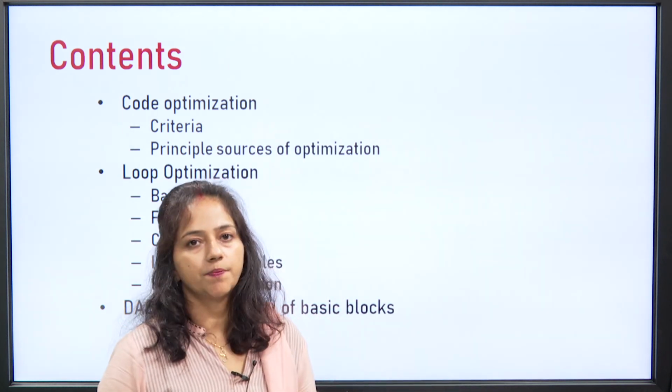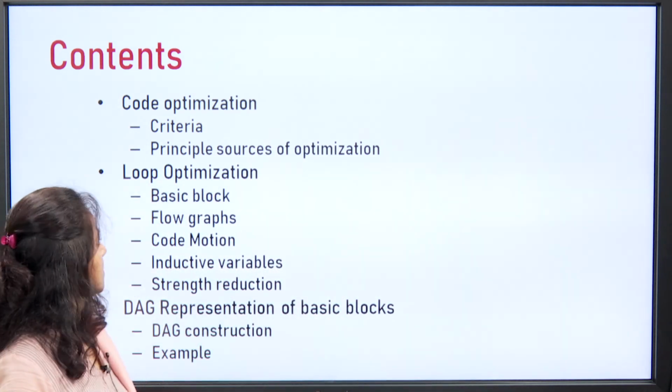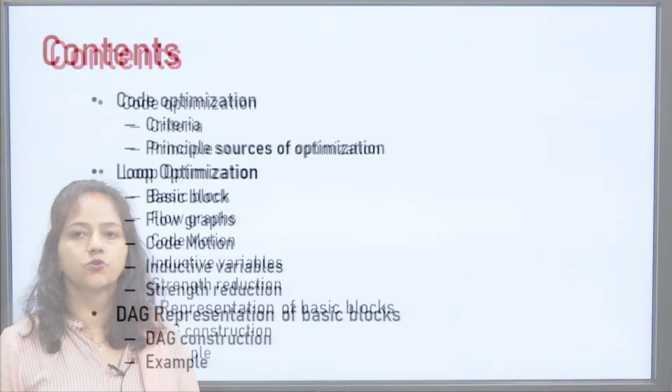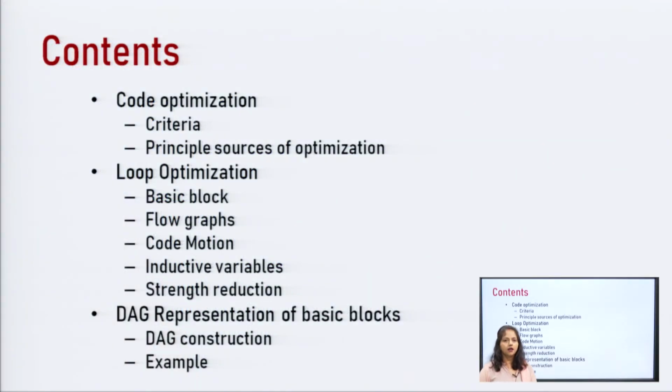First is code optimization. Under code optimization: criteria and principal sources of optimization. Then loop optimization. Under loop optimization: basic blocks, flow graphs, then the techniques of code optimization like code motion, induction variables and strength reduction. Then we will discuss DAG representations of basic blocks. Here, DAG construction and one simple example where we will draw the DAG for a given 3 address code.